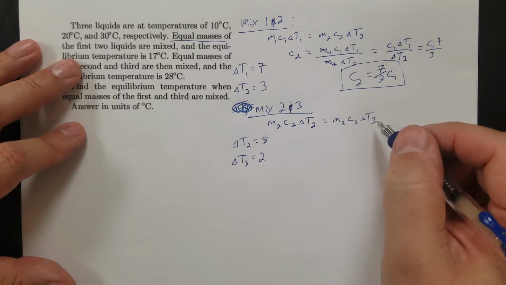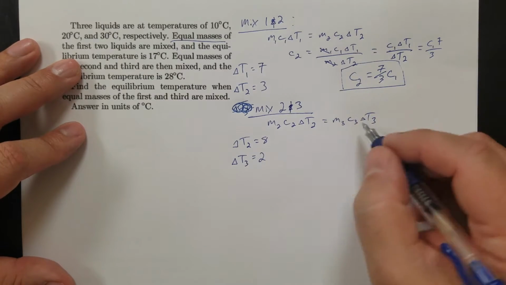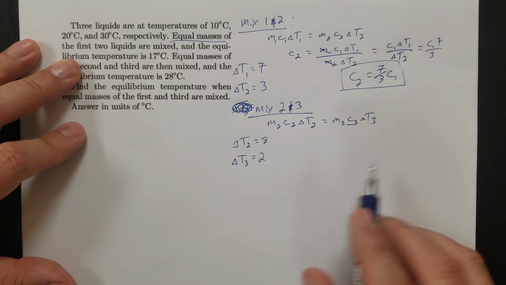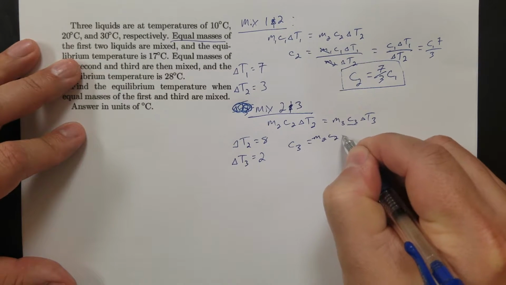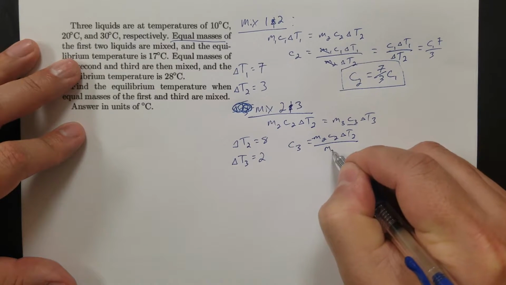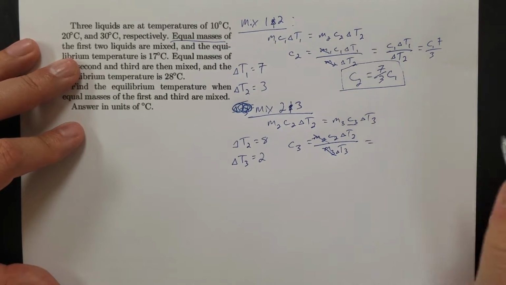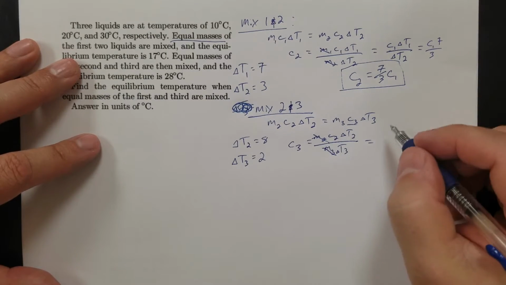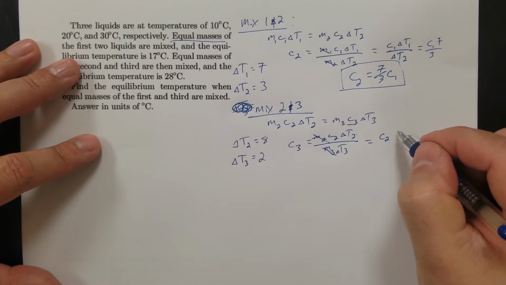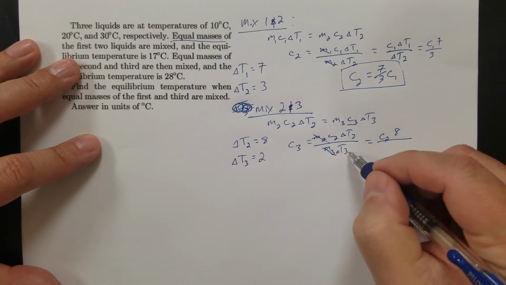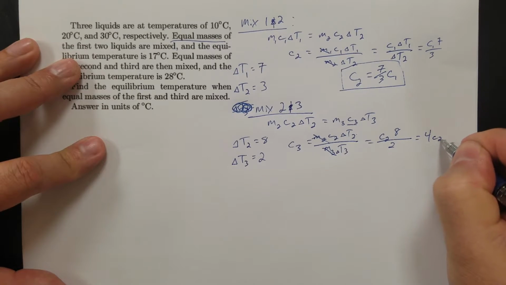Let's solve for C3 in terms of C1. So if I take this equation, I'm going to solve for C3. So C3 equals M2 C2 delta T2 over M3 delta T3. And again, equal masses, so that goes away. So C3 is equal to C2 times delta T2, which is 8, divided by delta T3, which is 2. 8 divided by 2 is 4, so that's equal to 4 C2.